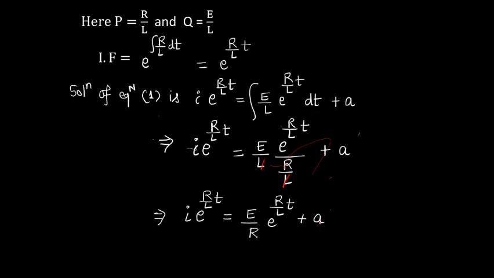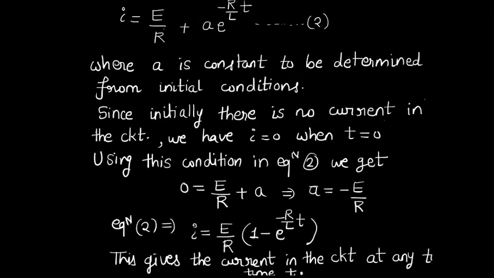So let's find out this constant of integration. For this we need an initial condition. In electric circuits, the initial conditions are already given. So I is equal to E/R, we will divide by e raised to the power (R/L)t. We have this type of equation. Having this equation, now we will find the constant from the initial condition.